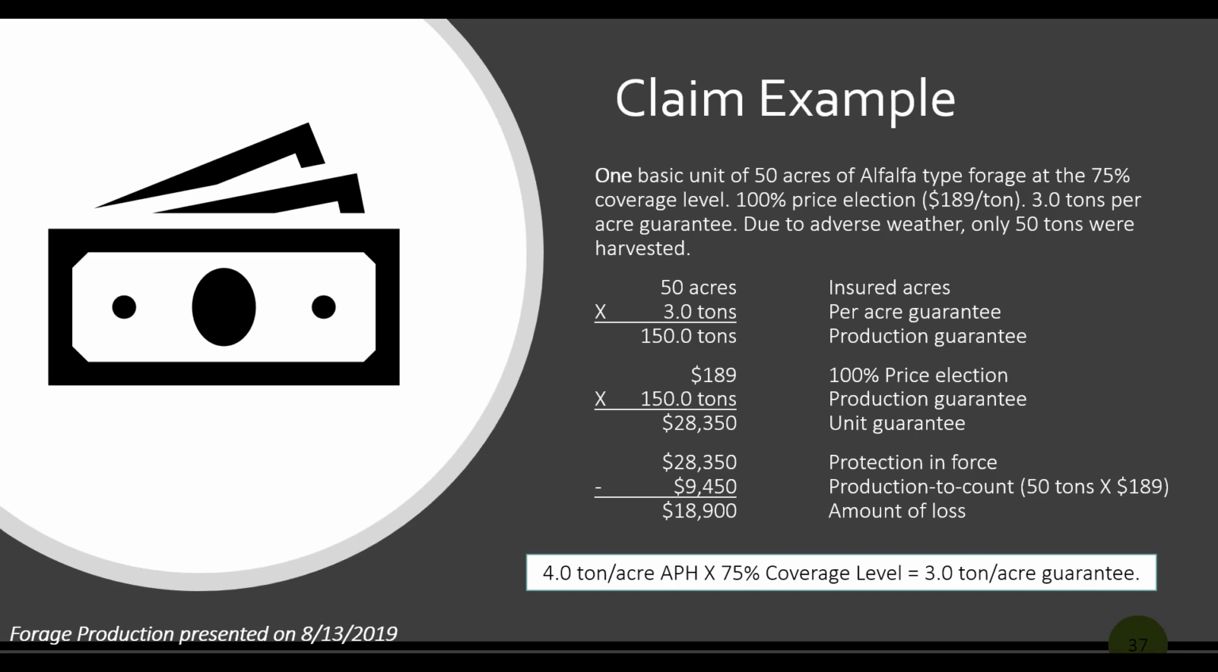$28,350. We only had 50 tons that we harvested. 50 tons times $189 equals $9,450. We subtract that from our per unit guarantee, and the difference is an $18,900 indemnity. Flows right through.